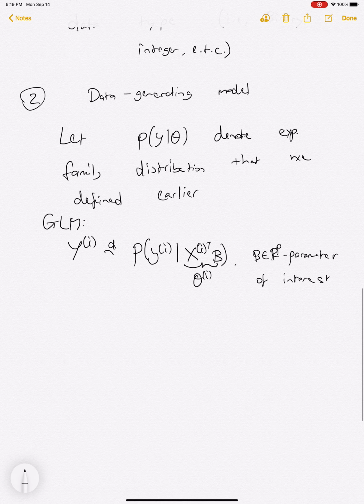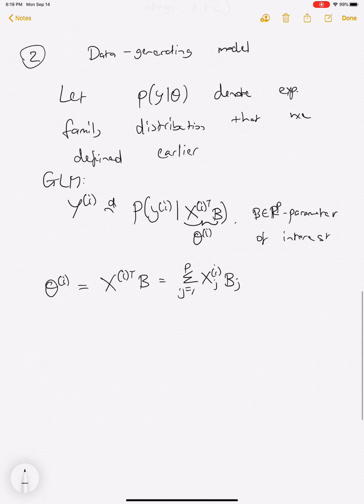which is constant. If you want to see this not in vector notation, this is simply that xi transpose b is just the sum over j equals 1 to p of xji bj. So this is our theta i. Okay, and this is just the definition of the generalized linear model.